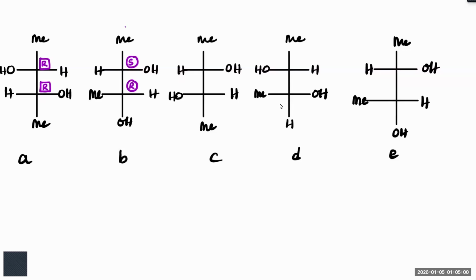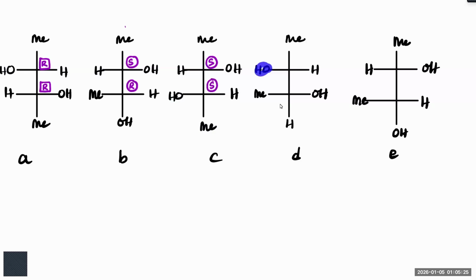Next, check out C here. In case of C, I'll go a little faster now. Check out 1, 2, 3. These are the priorities here. So 1, 2, 3, it is going clockwise direction. Clockwise direction makes it S configuration at this position. Now here it is 1, 2, 3, clockwise direction, which will make it S. So this will become S here.